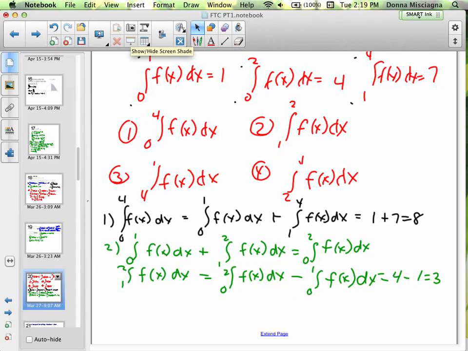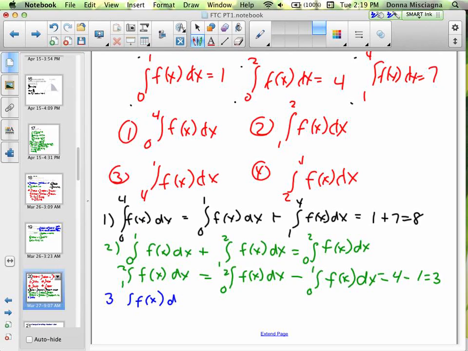All right, number 3. Well, that's a nice, easy one. Notice the limits are just switched. So the integral of f of x dx from 4 to 1 is just the same as negative the integral of f of x dx from 1 to 4. So that would be negative 7.